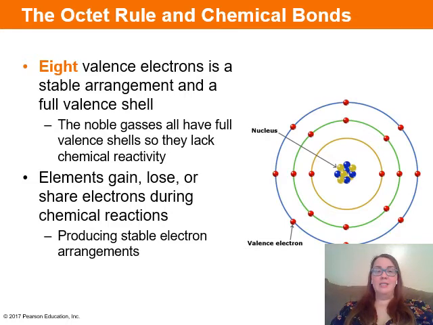Overall, these elements want to have that maximum of 8. They don't want to have 7 or 6 inside of them. They always want to have 8 valence electrons because then they're stable. They don't have to react to everything around them.